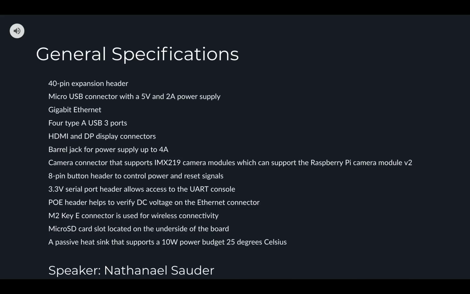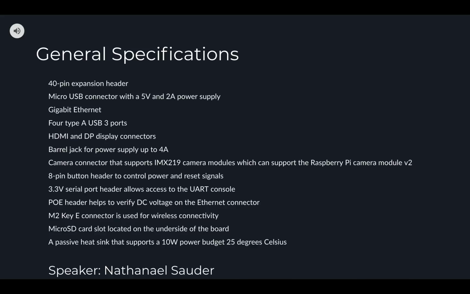There is also a barrel jack that will supply up to 4 amps if we need more than the 2 amp power supply from the micro USB connector. There's a camera connector that supports IMX219 camera modules. This can be an external Raspberry Pi camera module or any other external cameras can be connected to the computer.